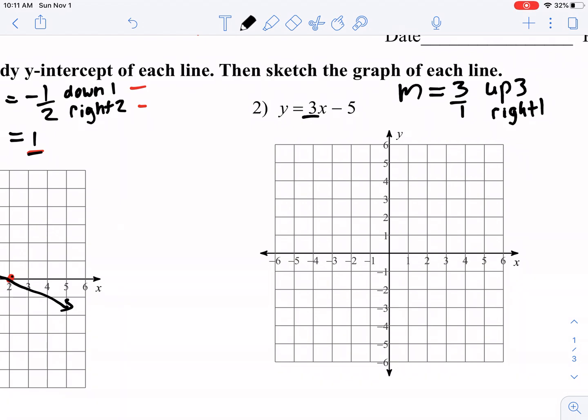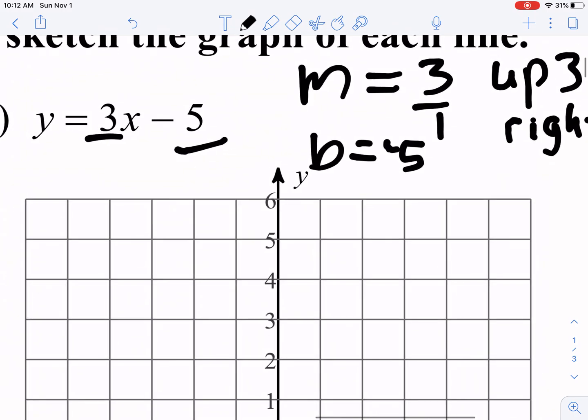Now, what's my b? Be careful here, don't forget your sign. b is a negative 5. So my y-intercept is a negative 5, so I cross the y-axis at negative 5. That's where I'm starting. So we always start with b.